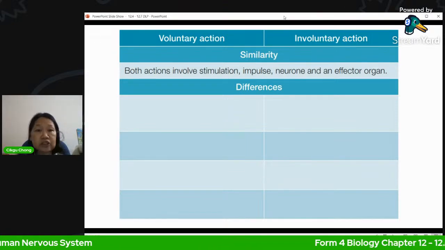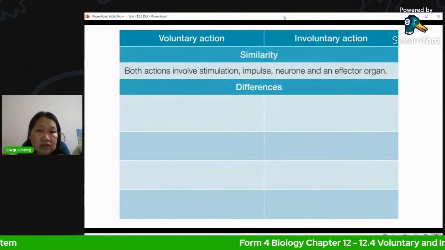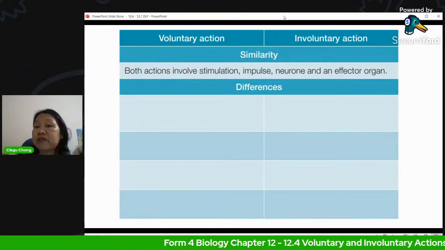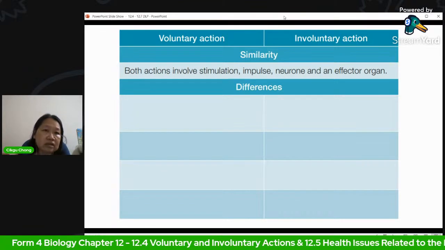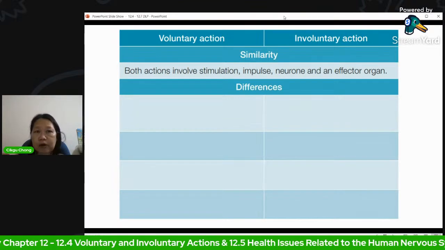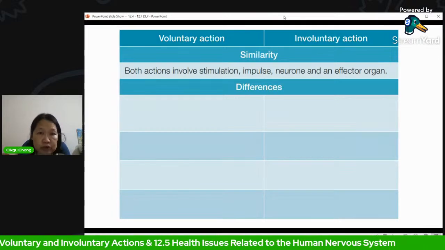Impulse running through the nerve cells called neurons. And also there will be an effector organ, the organ which carries out the action, whether it's voluntary or involuntary. So both actions will have all these components.